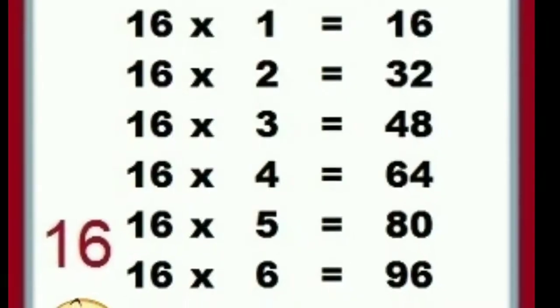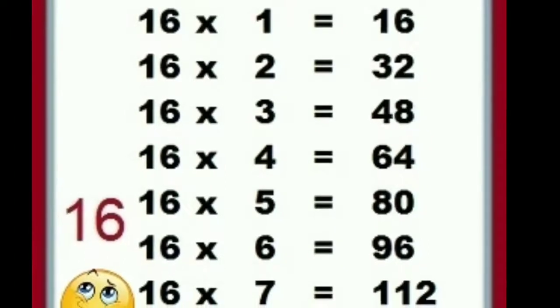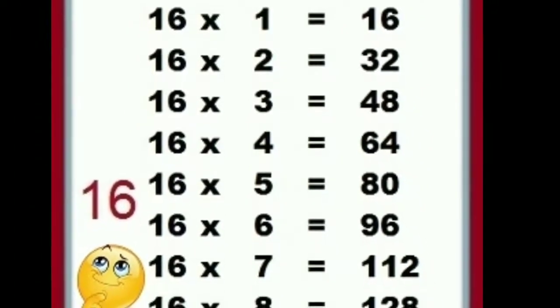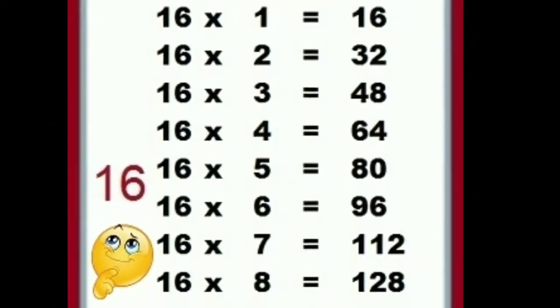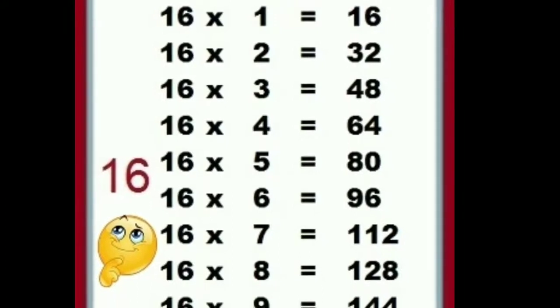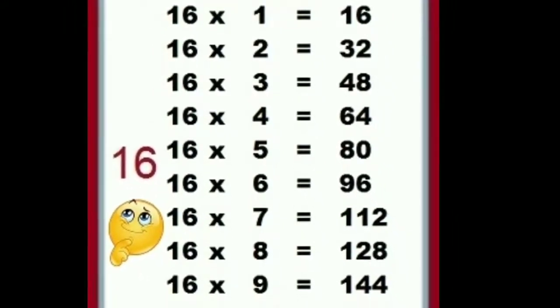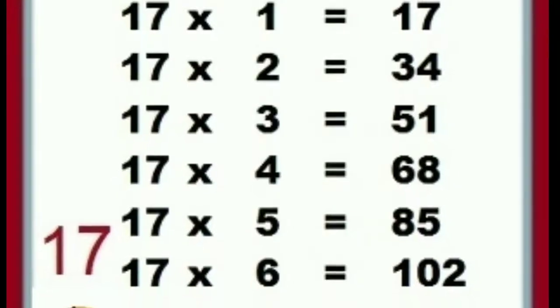Next, table of 16. 16 ones are 16, 16 twos are 32, 16 threes are 48, 16 fours are 64, 16 fives are 80, 16 sixes are 96, 16 sevens are 112, 16 eights are 128, 16 nines are 144, 16 tens are 160.